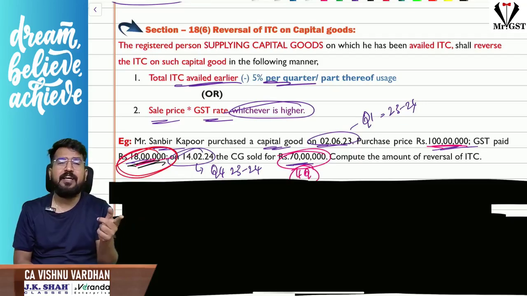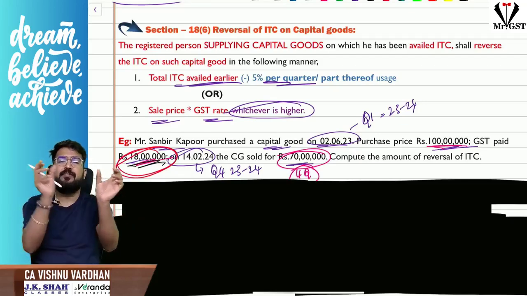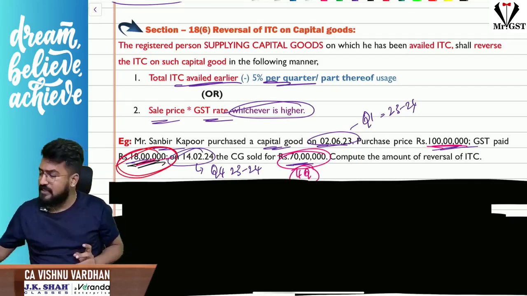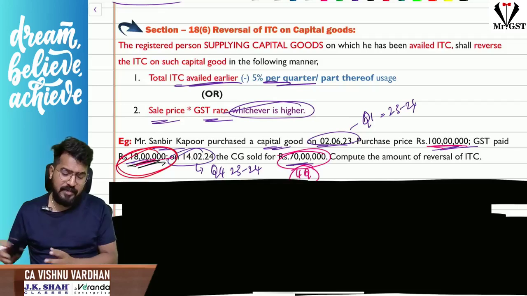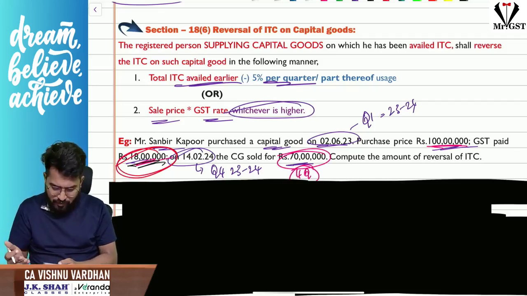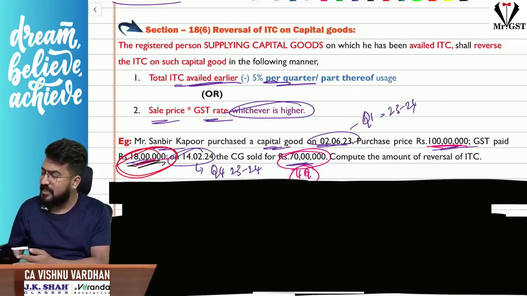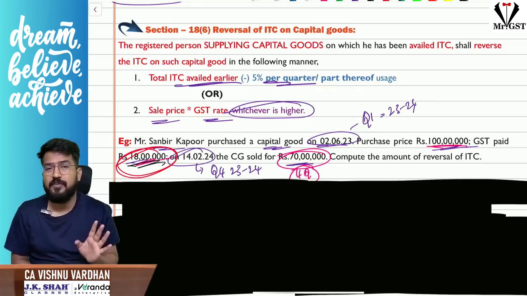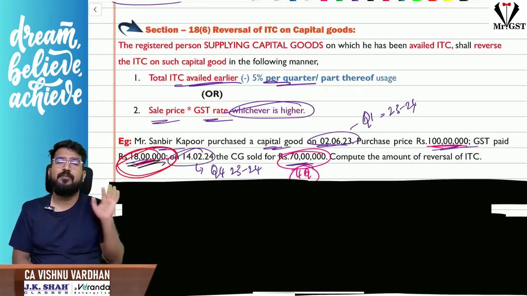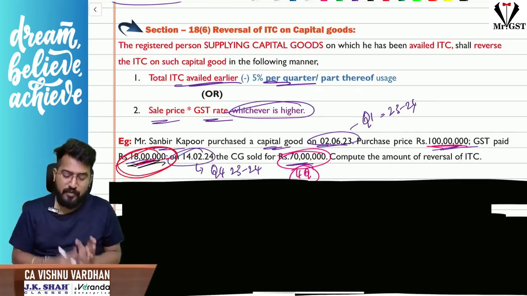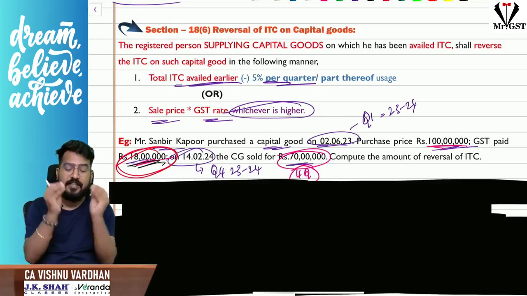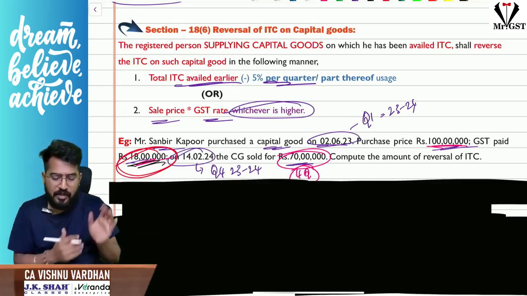There you are availing ITC for the first time, so total GST paid minus 5%. Here you have already availed ITC, you have to reverse the ITC. So total ITC availed earlier minus 5% per quarter or part thereof of the usage. That will be the calculation. You should be technically very much clear about the wordings you are using. There, total GST paid minus 5% per quarter. Here, total ITC availed minus 5% per quarter or part thereof. And you should compare it with sale price into GST rate, whichever is higher, that much you have to reverse. Please understand that.